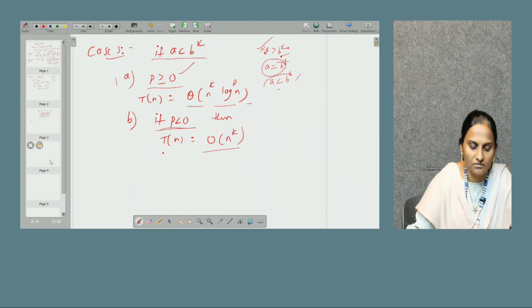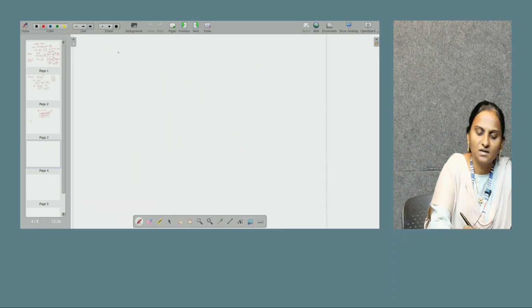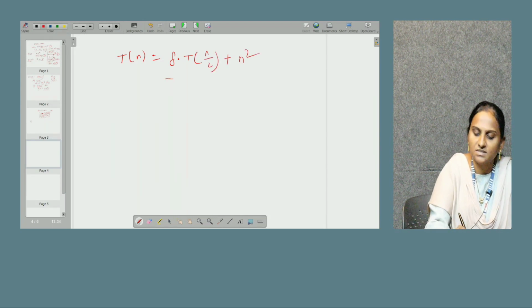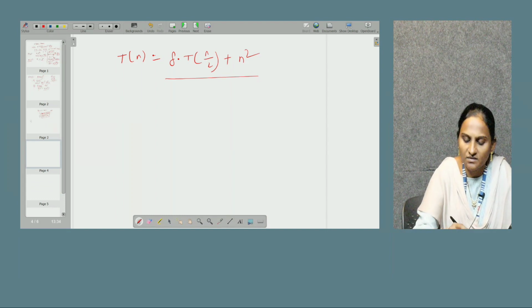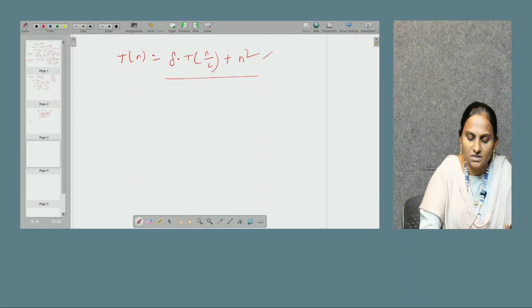I will explain with an example. For example, the recurrence relation is T(n) = 8T(n/2) + n square. This is the recurrence equation. By observing this equation, this is the Strassen's matrix multiplication recurrence equation using the divide and conquer strategy. So I am taking this as the example: T(n) = 8T(n/2) + n square.